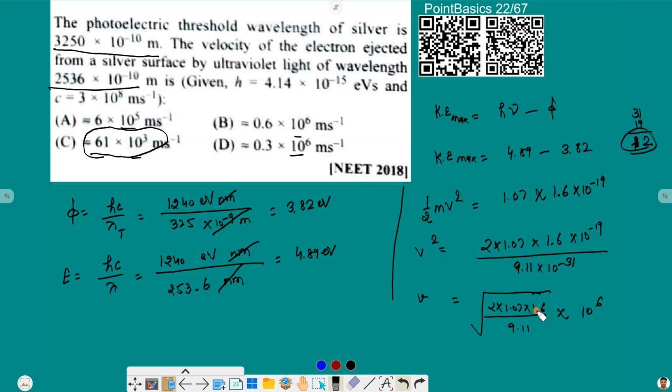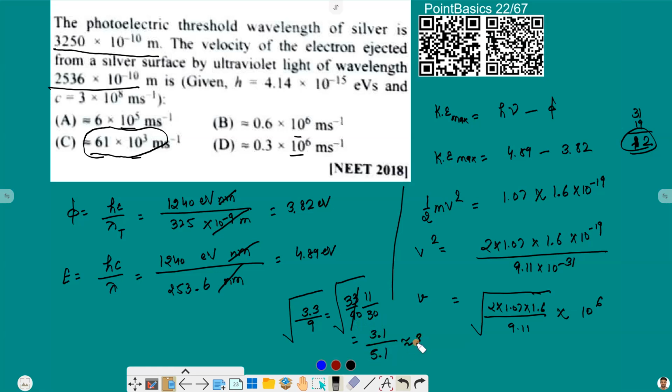Now 2 into 1.6 will give us 3.2, and into 1.07 is there, so let us assume that is 3.3 divided by 9, and we have under root for that. Now this can be written as 33 by 90 and under root, so that will be 11 by 30 basically, and under root of that. Now under root of 11 will be something like 3 point, let's say 1. We are approximating here. And under root of 30 will be something like 5.1, let's say.